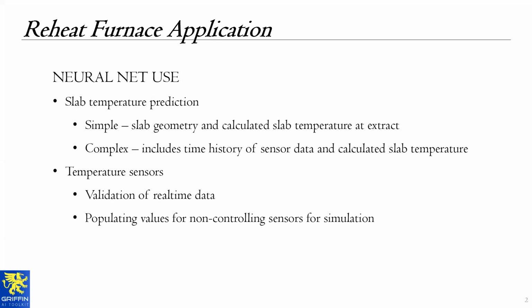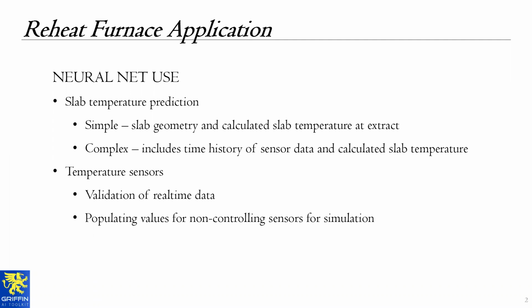Talk a little bit more about neural nets, also with reference to the concept of digital twins. In this application, I use neural networks to predict the slab temperature, the measured slab temperature at a certain stage of rolling, which is basically their KPI for this furnace. And I have two different levels of complexity of the neural nets that I use.